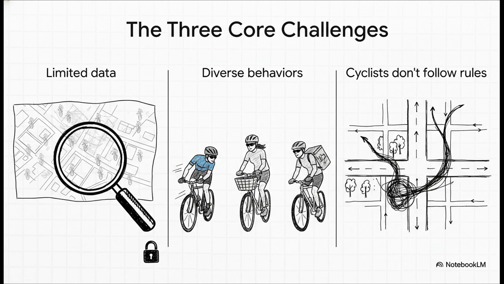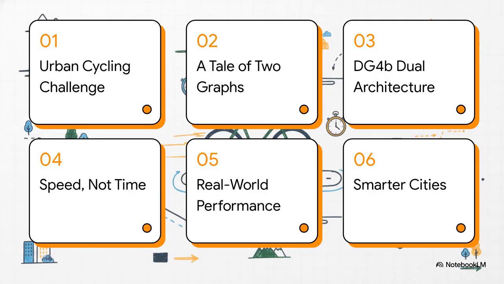And on top of all that, cyclists, well, let's just say they get creative. They use shortcuts, pedestrian paths, you name it. They don't always stick to the grid like cars do. So, to get around all this, a new paper introduces a really clever model called DG4B.